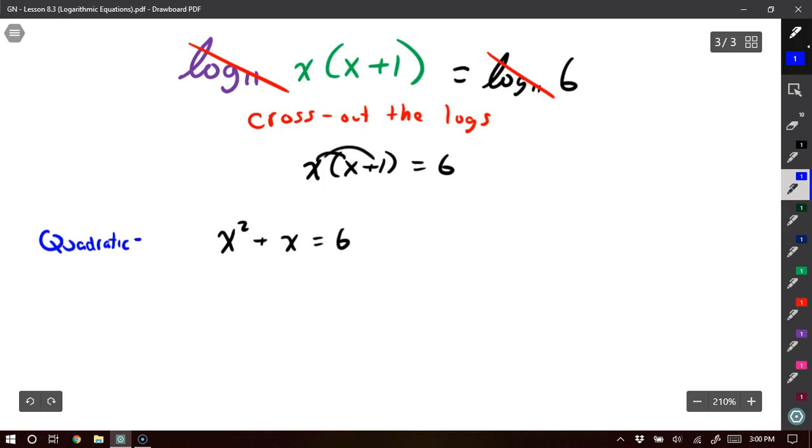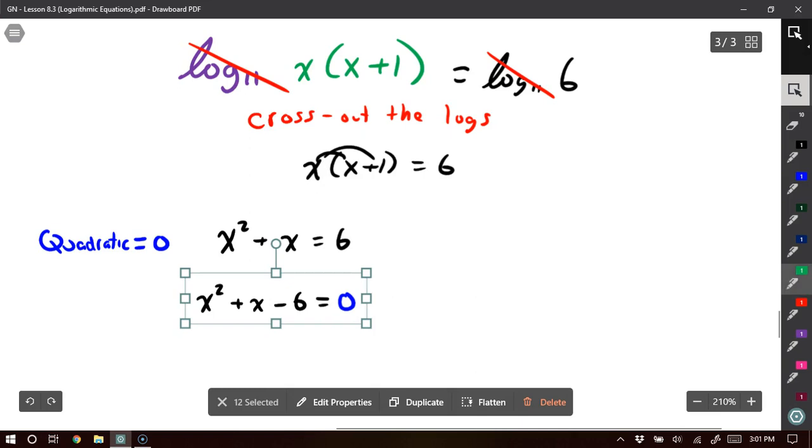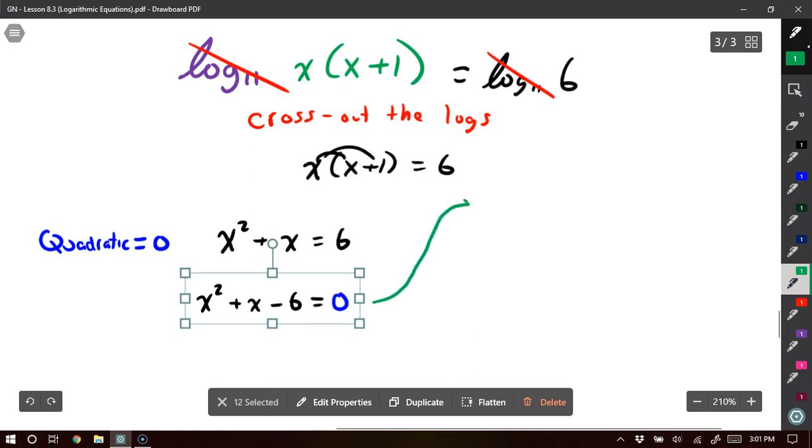And to solve a quadratic, we want to set it equal to 0. And so in that case, I would subtract the 6. So x squared plus x minus 6 equals 0. And to solve it from there, we would do factoring. So I'm going to set up my problem.